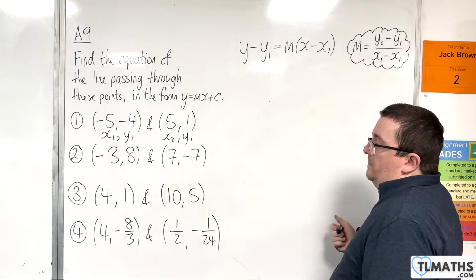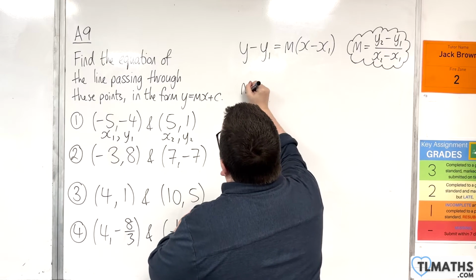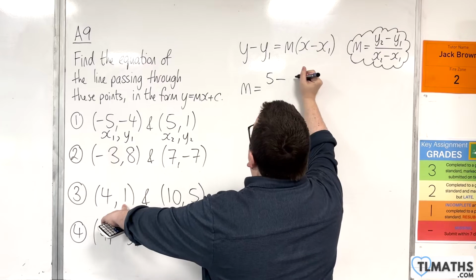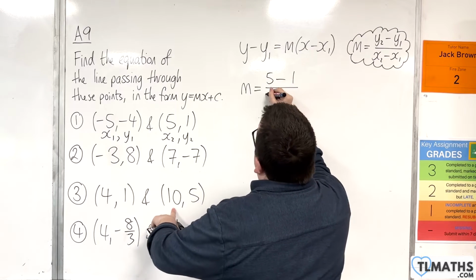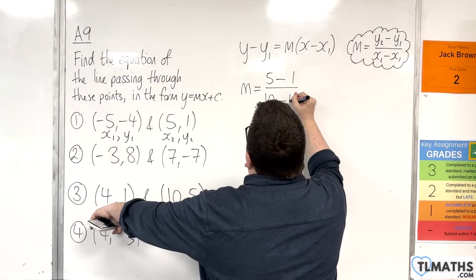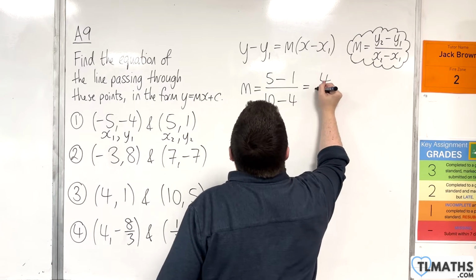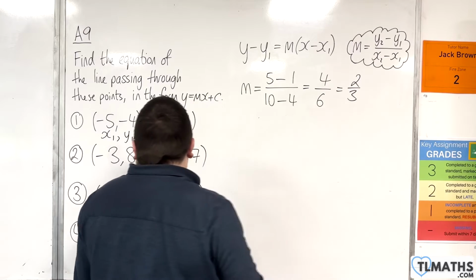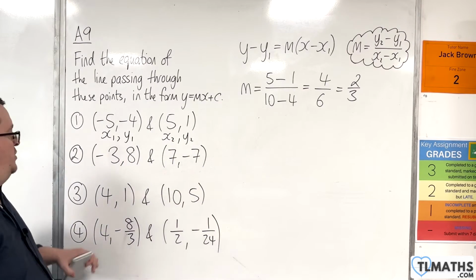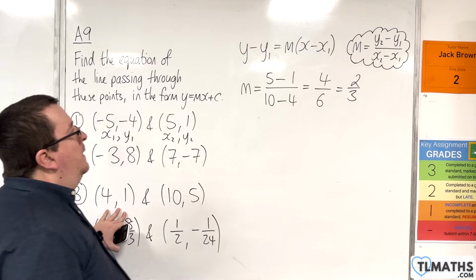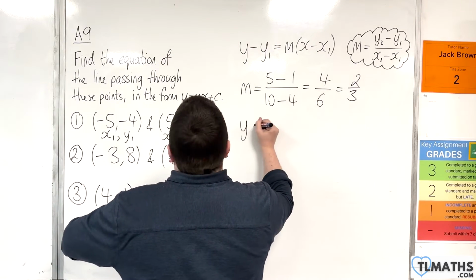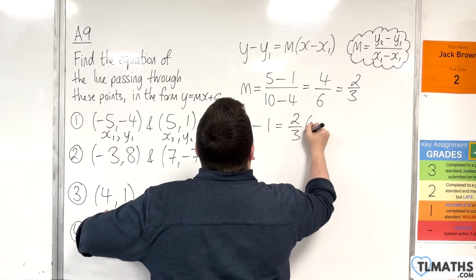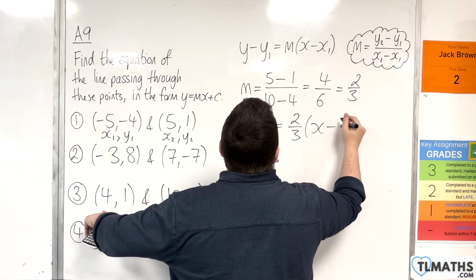Right, number 3. First of all, find the gradient. y2 minus y1 over x2 minus x1. So 4 over 6 is 2/3. Right, now choose a point to substitute in. I think I'm going to go with 4, 1. So y minus 1 is equal to m, which is 2/3, times x take away 4.